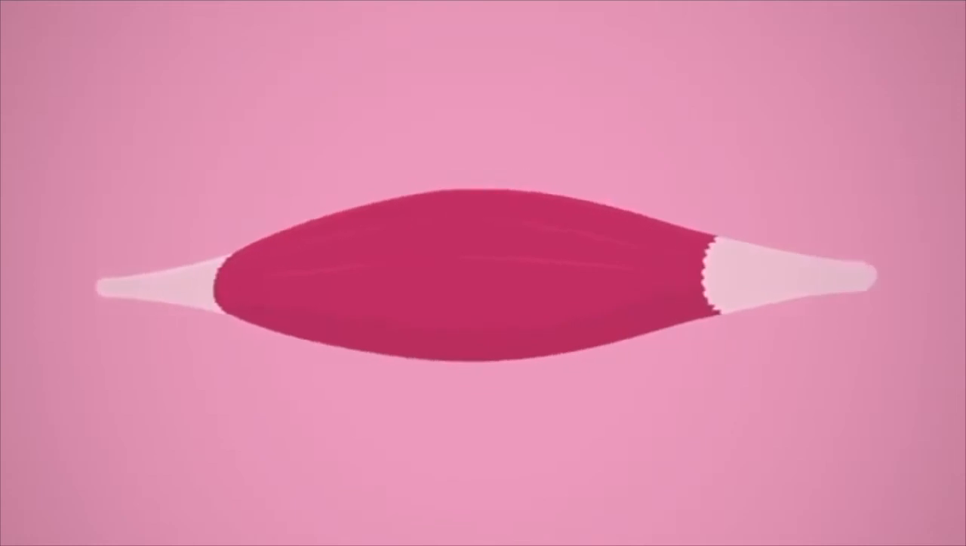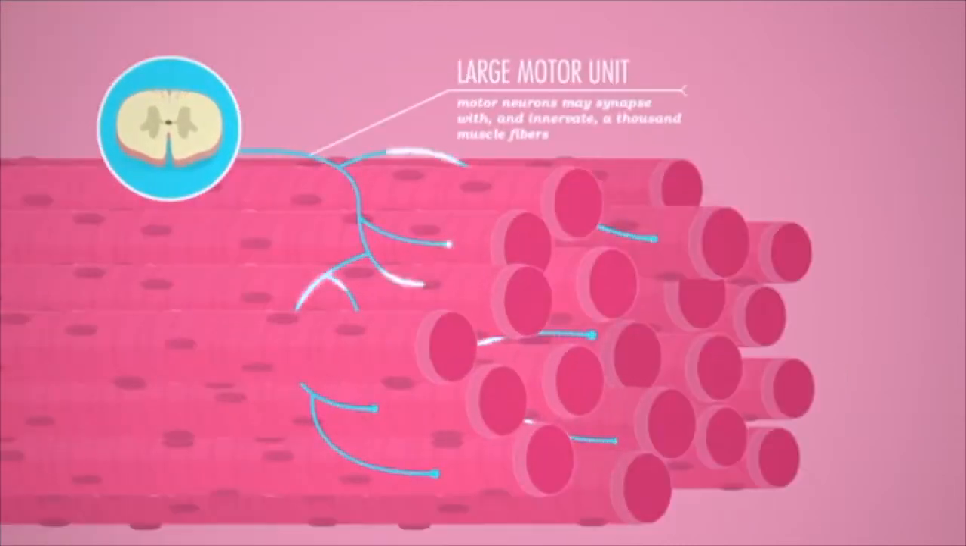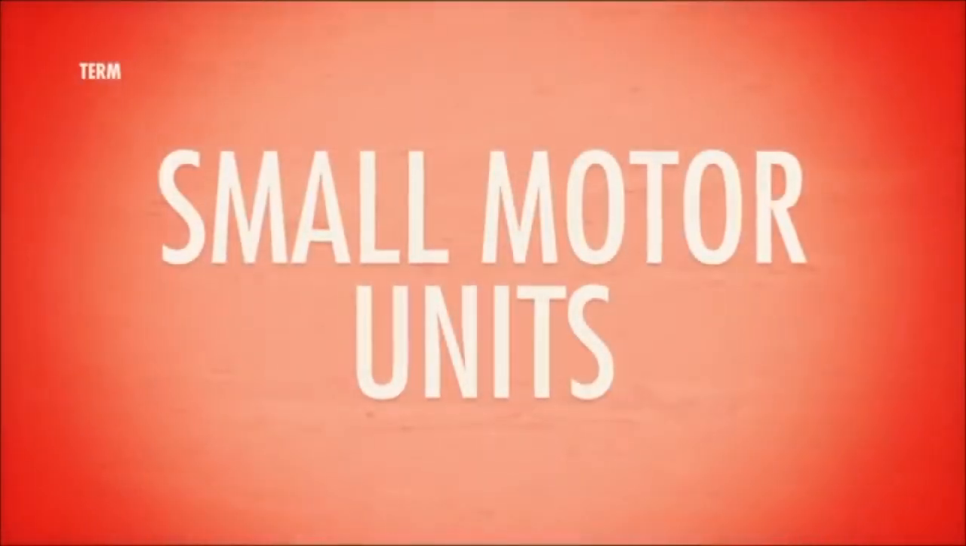In a big power-generating muscle like your rectus femoris in your quad, each of 1,000 or so motor neurons may synapse with and innervate 1,000 muscle fibers. Those 1,000 fibers together form a large motor unit, and big units are typically found in muscles that perform big, not very delicate movements, like walking and squatting and drop kicking. But other muscles, like the ones that control your eyes and fingers, which exert fine motor control, may have just a handful of muscle fibers connected to a single motor neuron. Those relationships are small motor units.